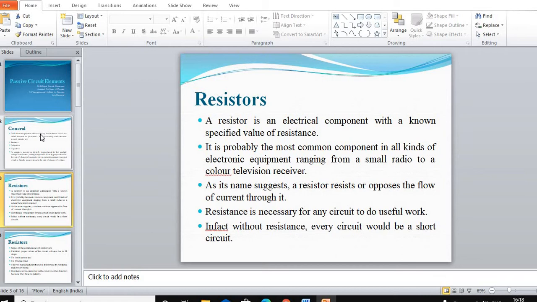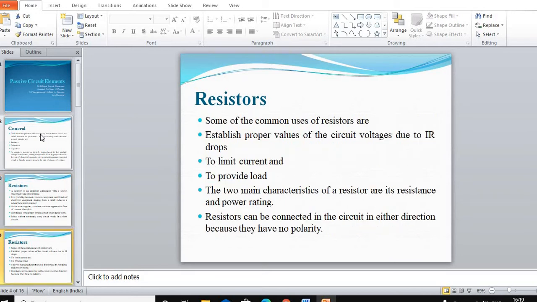Resistors. A resistor is an electrical component with a known specified value of resistance. It is probably the most common component in all kinds of electronic equipment, ranging from a small radio to a color television receiver. As its name suggests, a resistor resists or opposes the flow of current through it. Resistance is necessary for any circuit to do useful work. In fact, without resistance, every circuit would be a short circuit.